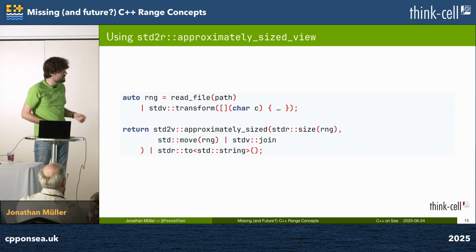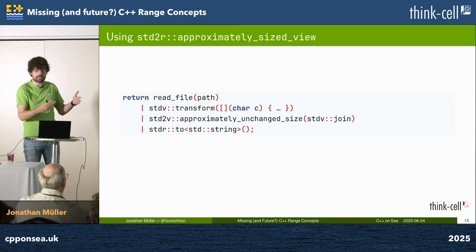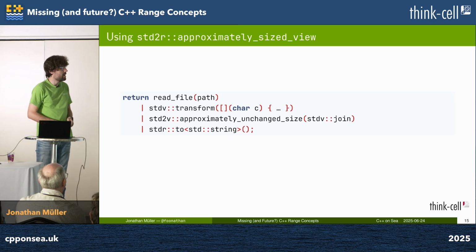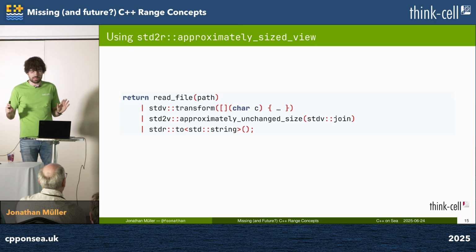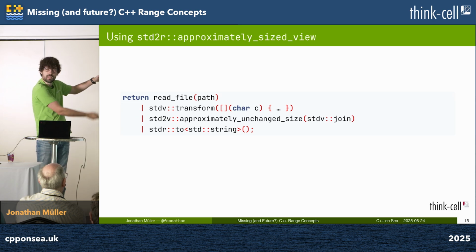We can give it a slightly better interface by introducing the approximately_unchanged_size range adapter. And this just says, okay, so we take the input range, we join it, and this doesn't change the size. Right? And then it's more nice and elegant code.